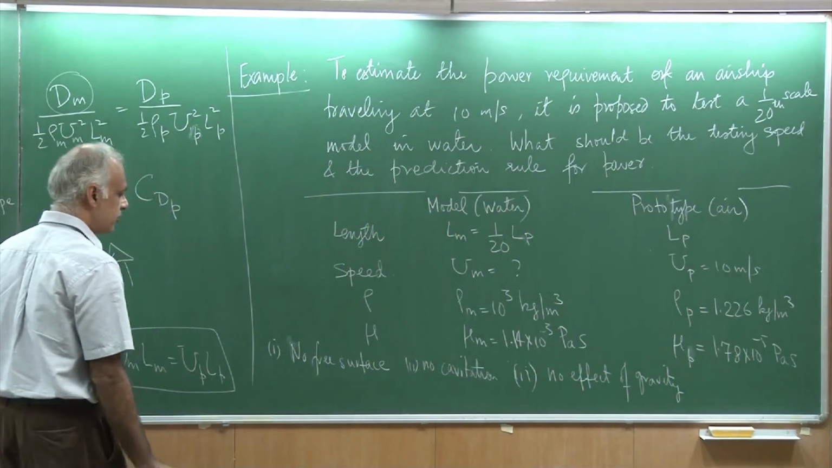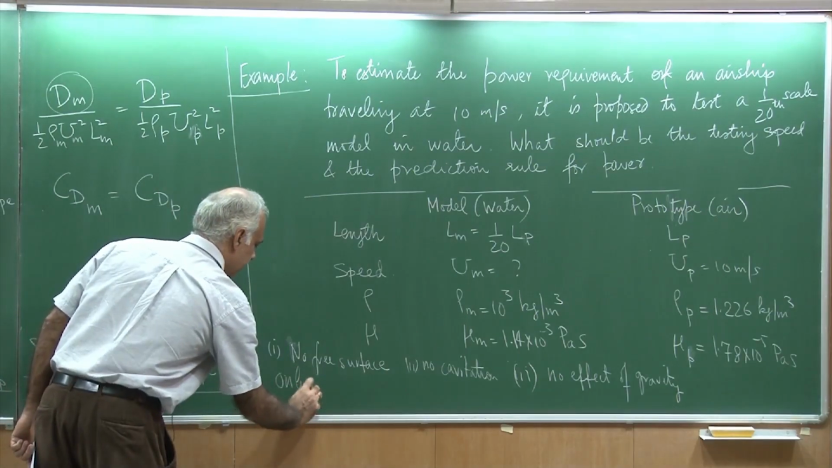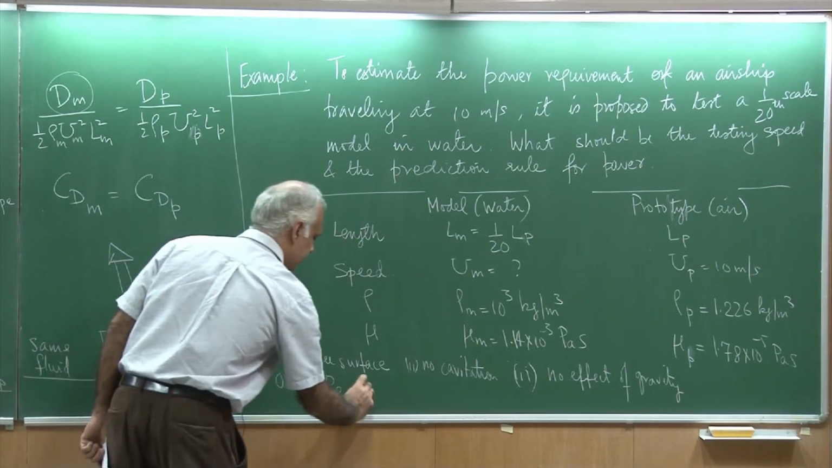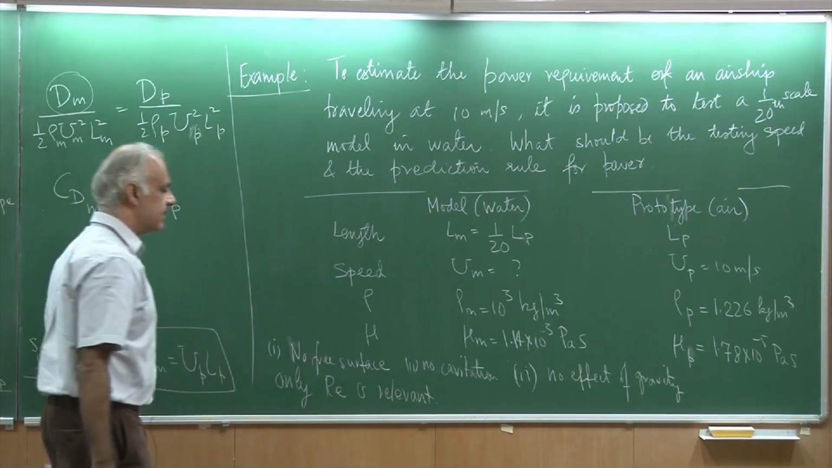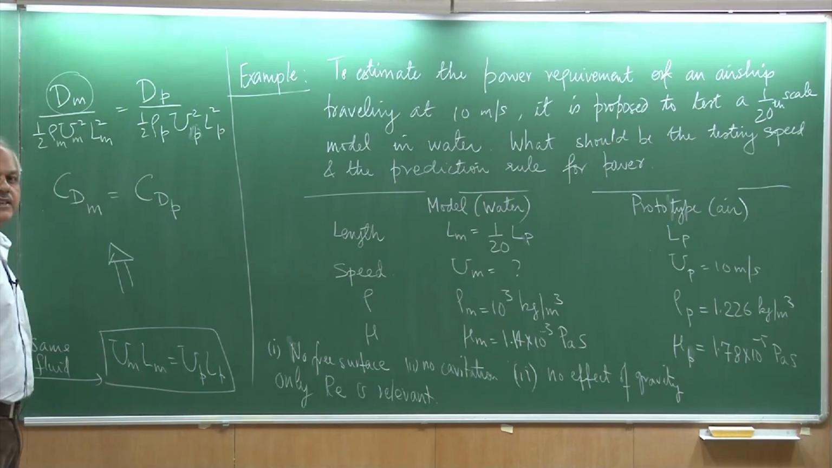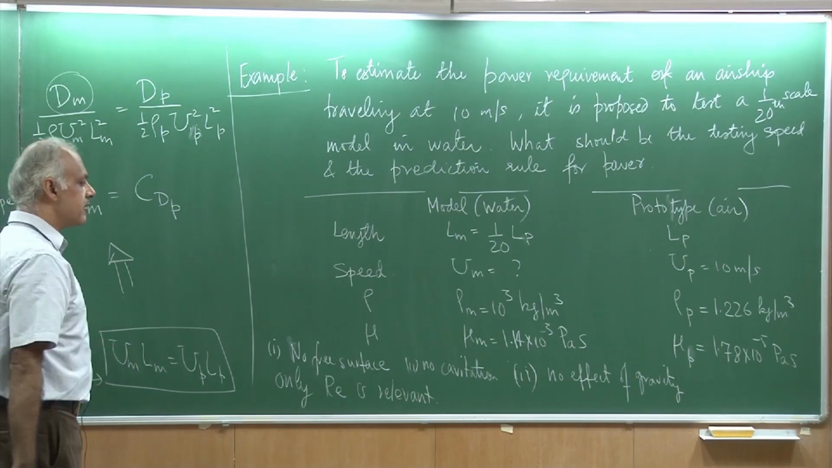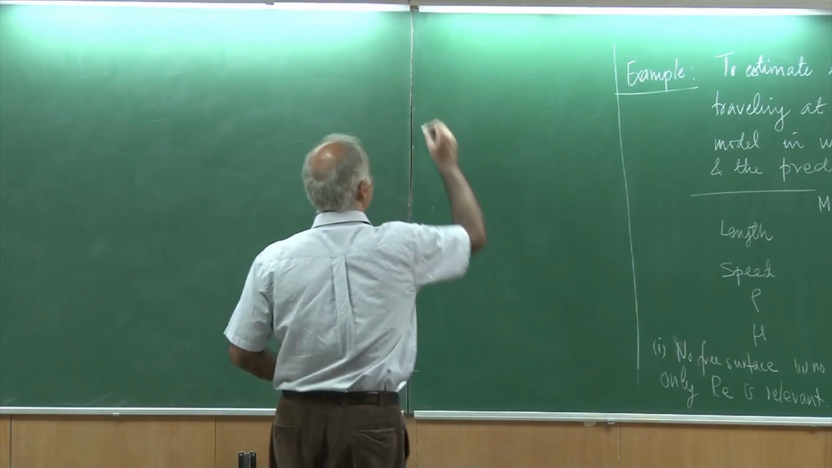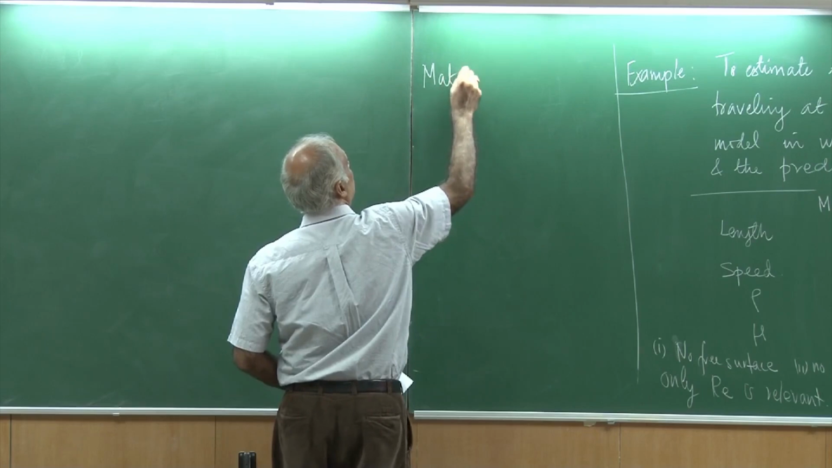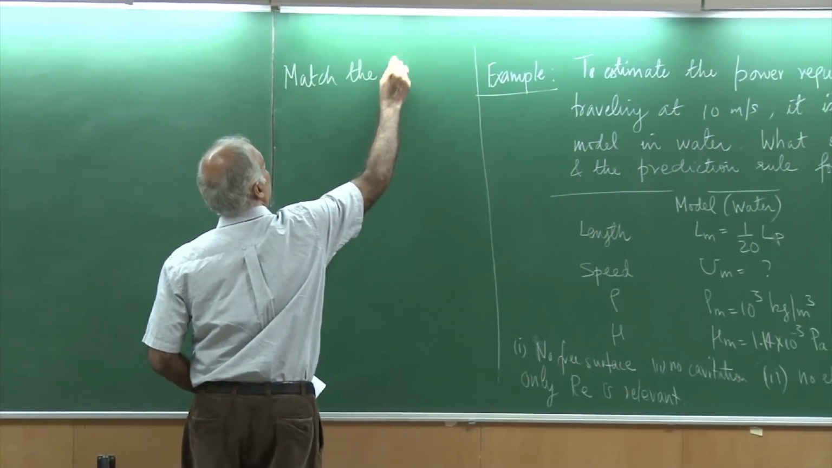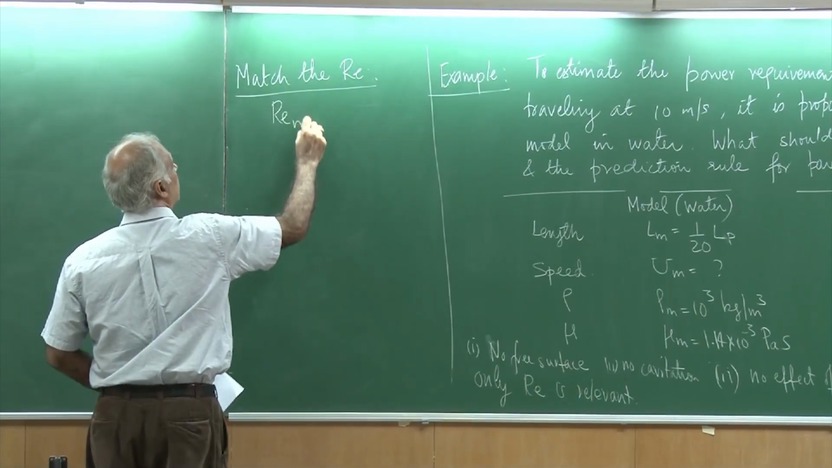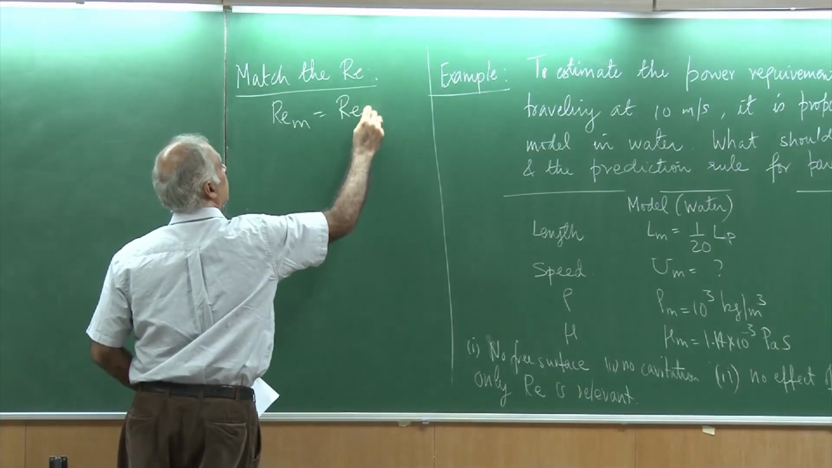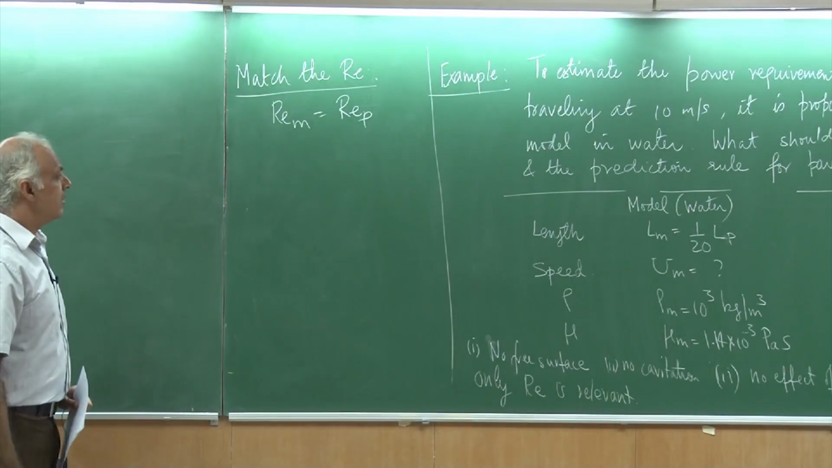So, therefore, we will assume that only the Reynolds number is relevant. Essentially the ratio of the inertial forces and viscous forces. So we will try to match the Reynolds number for the two studies. Okay, so we match the Reynolds number. So Re for the model is the same as Re for the prototype for similarity.